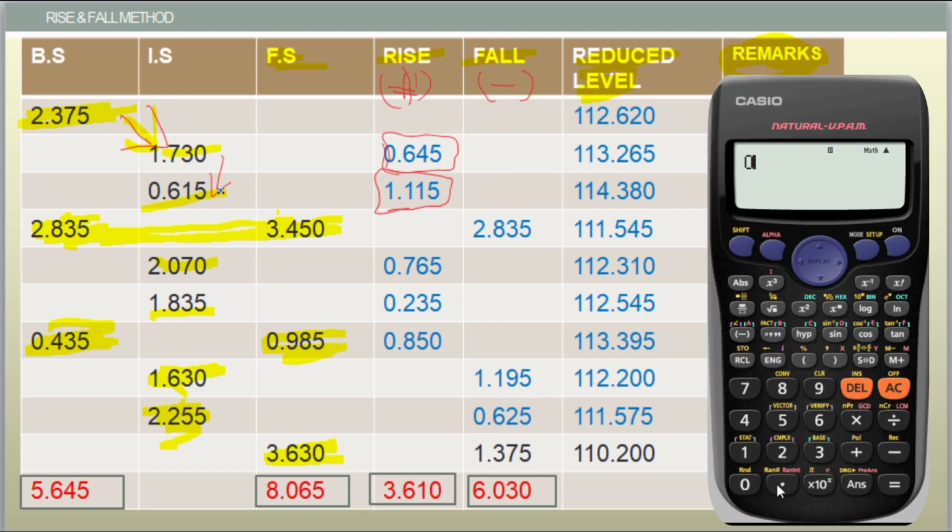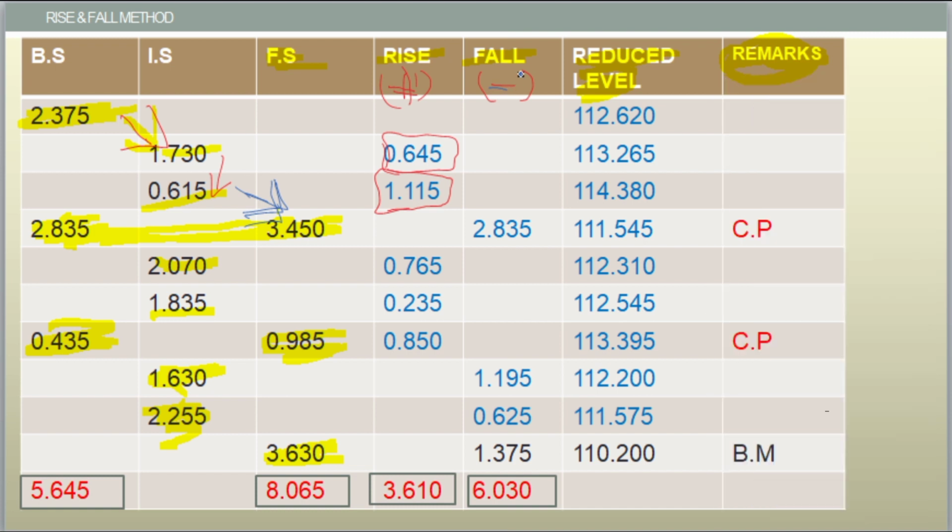We move again. So after the third reading, we move to the final reading of the first position of the instrument, that is the last reading. So you subtract the third reading minus the fourth reading here by the use of a calculator. So that will be a negative. That falls under the fall column. So that is negative 2.835. So this is the value that we are supposed to write here. So that is the fourth reading there.